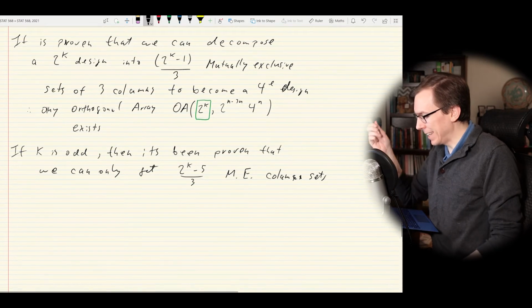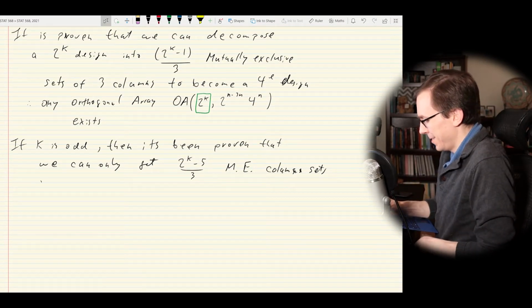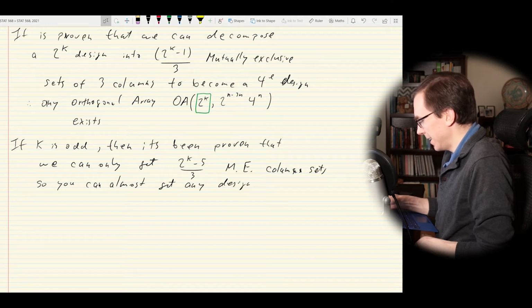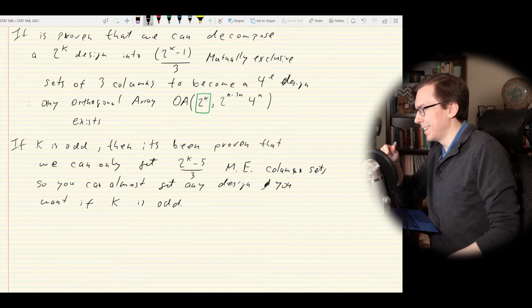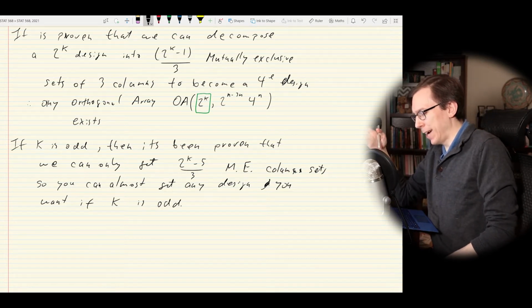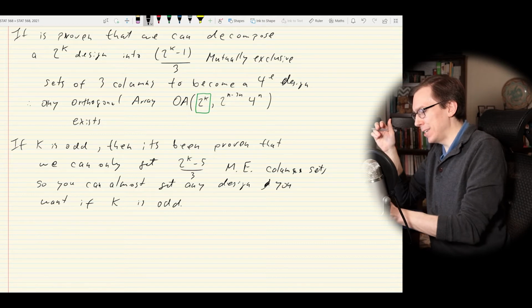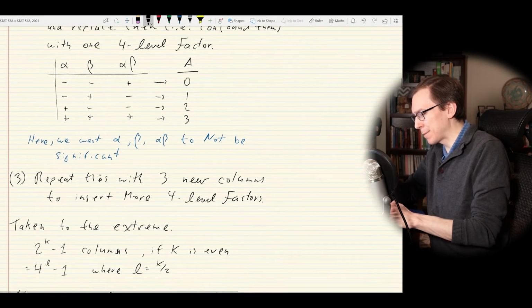But roughly, the idea is that you can almost get any design you want if K is odd, but you can't take it to the extreme of cramming all your 4-level factors in there. So you're going to have a couple extra columns that don't quite line up when you use this method of replacement that we talked about up here.